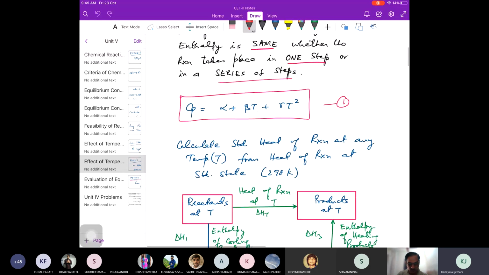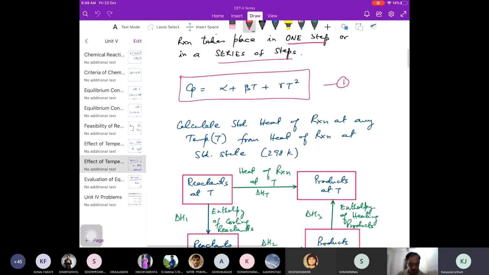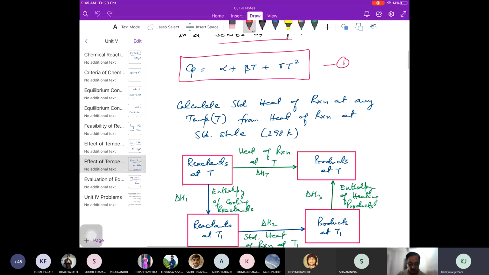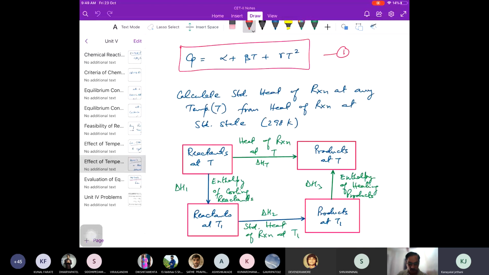And we have said that Cp we are going to take as A plus BT plus CT squared. Here, because the book is using this, I use alpha plus beta T plus gamma T squared. It doesn't matter, they are just constants. Calculate standard heat of reaction at any temperature from heat of reaction at standard state. Why do we take standard state? Because these are readily available. Tables are available which give heat of formation at standard state. And if heat of formation is at standard state, you can calculate heat of reaction at standard state from tables. Nothing else needs to be done.